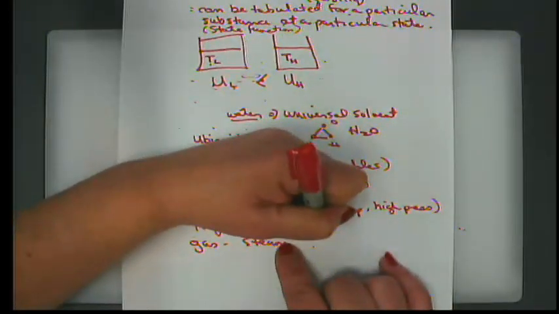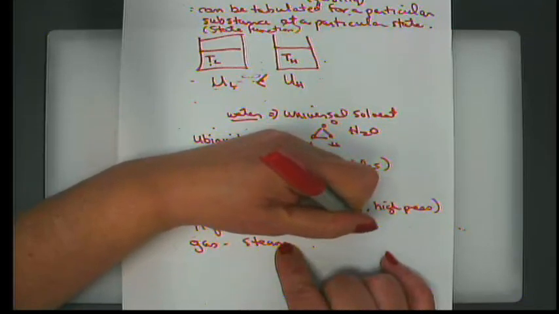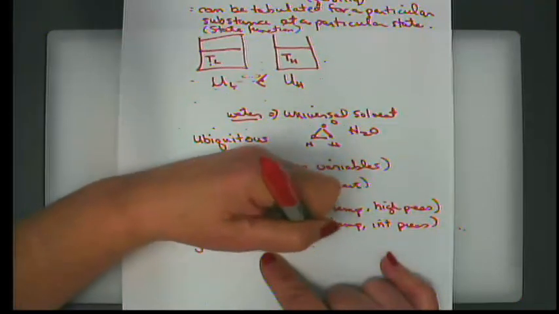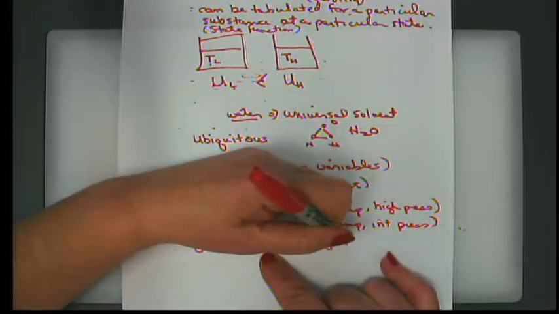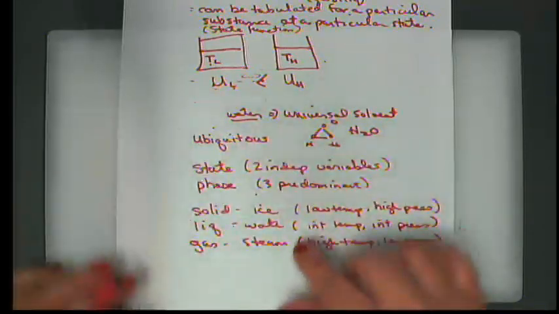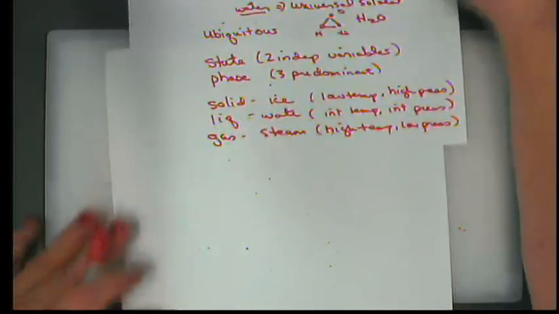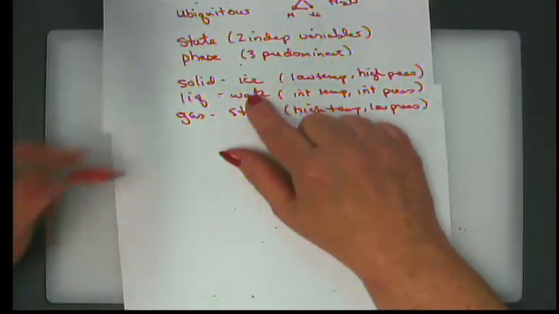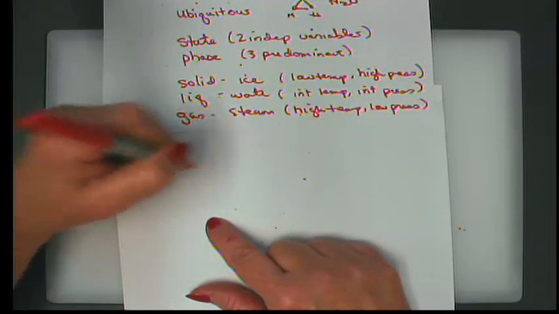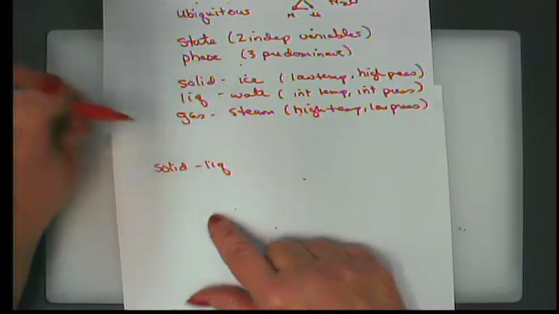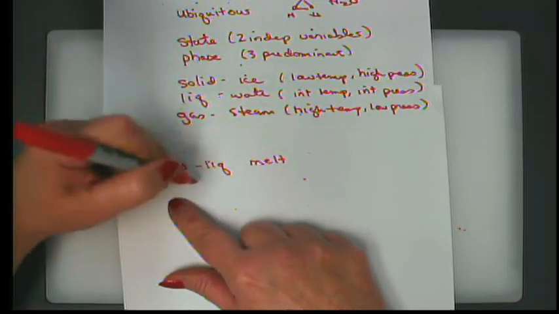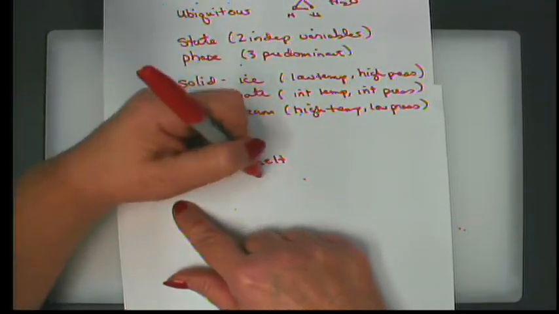Liquid water tends to exist at intermediate temperatures and intermediate pressures, and gas at high temp and low pressure. Okay. And we also have clearly defined interfaces between each of these. So, for example, if we go from solid to liquid, we call that melting. If we go the opposite way, liquid to solid, what do we call that?